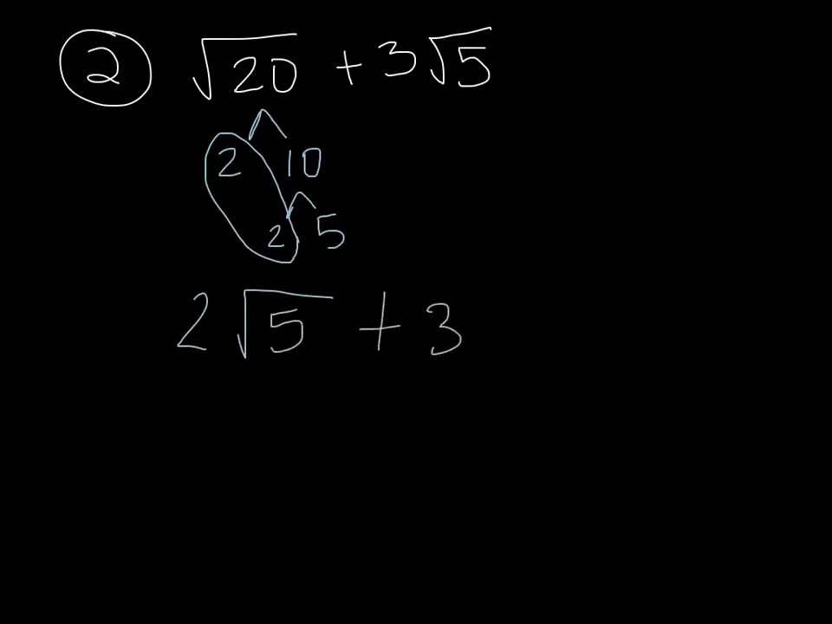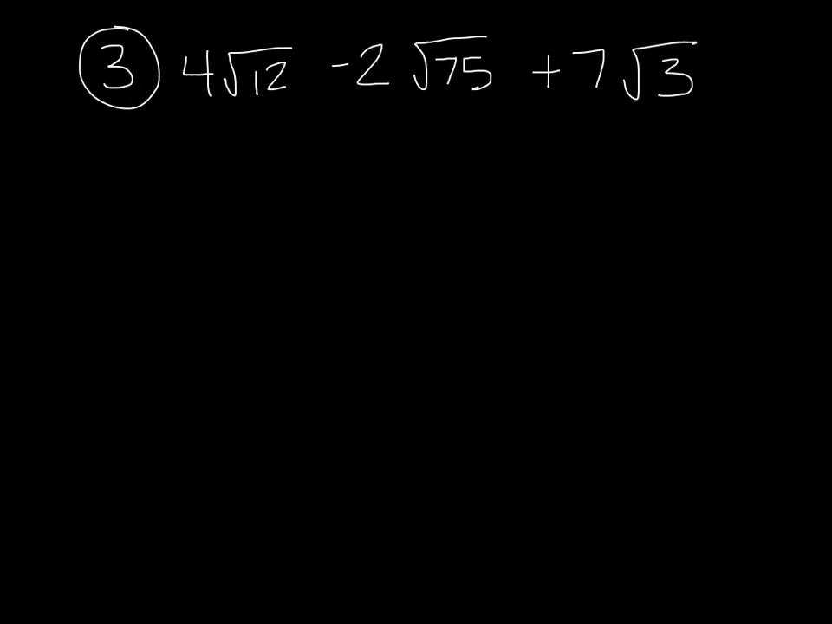Bring down your plus 3 square root of 5. Now if you look, they are the same radicals. So 2 square root of 5 plus 3 square root of 5 makes 5 square root of 5. So sometimes you might have to simplify the radical first. Number 3, 4 square root of 12 minus 2 square root of 75 plus 7 square root of 3. Okay, 3 separate ones. So you just look first to say, which ones can I simplify?